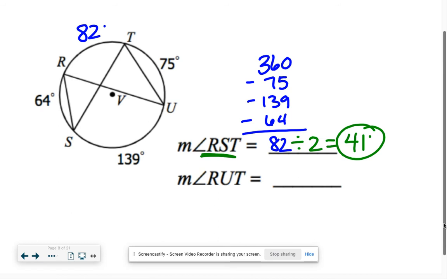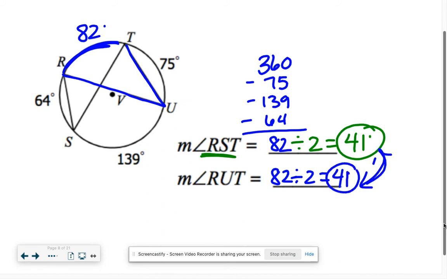And now we're looking for the measure of angle RUT, so from R to U to T. Hey, look at that. It's the same arc, right? So again, 82 divided by 2 gives us 41. They have the same intercepted arc, which means that they are equal. All right, next.